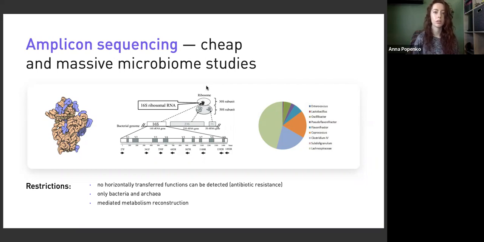So in Atlas particularly, we use sequencing of the V4 variative region. And that is why we're able to identify which bacteria we see.